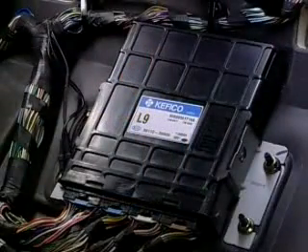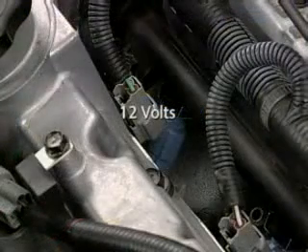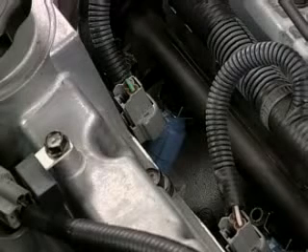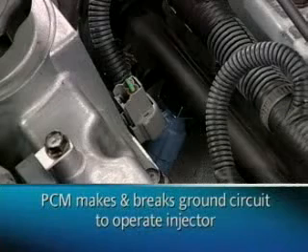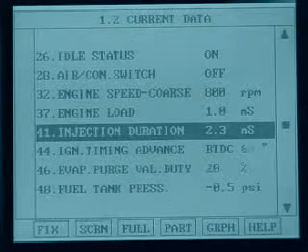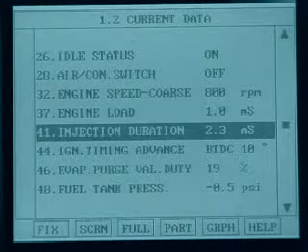The PCM controls the ground side of the fuel injector circuit. 12 volts are continuously available at each fuel injector. By completing and interrupting the current flow to ground, the PCM is able to alter the time that the fuel injector is held open by the fuel injector solenoid. Fuel injector on time is measured in milliseconds and is referred to as injector pulse width duration.